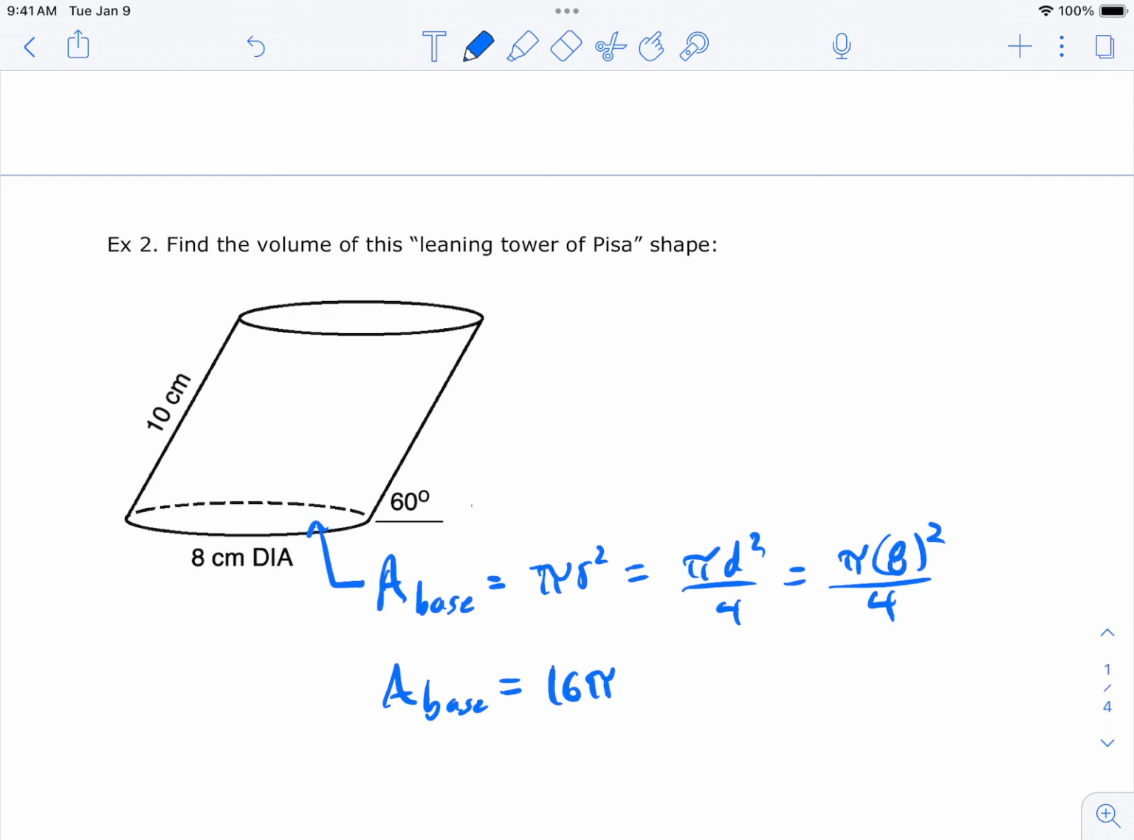I guess I could leave it as 16 pi, but I'm in the mood for a decimal. I don't know about you, but I'm going to go 16 pi button, and hit my SD there. 50.265. And those would be square inches because it's an area, right?